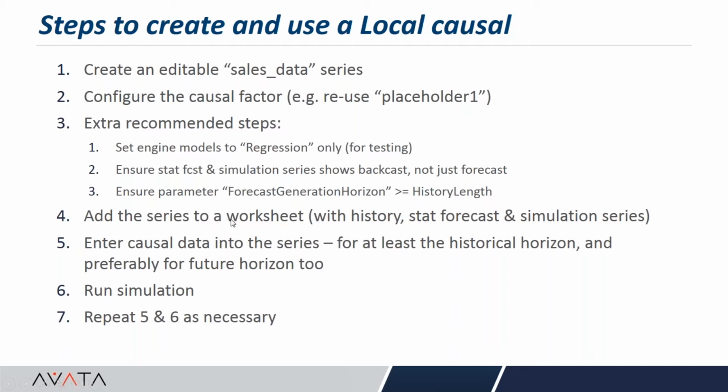We'll then go in and add the series to a worksheet, and when I say the series, I mean our editable sales data series, which contains our causal factor information. We'll add that side by side with the history, the stat forecast, and the simulation series as well. And then we'll go ahead and enter some causal data into the series. We need to do it at least for the historical horizon in order to do the historical modeling, preferably also for the future horizon as well, so that we get those future spikes being generated. And then we'll run the simulation, and then we'll repeat these steps as necessary.